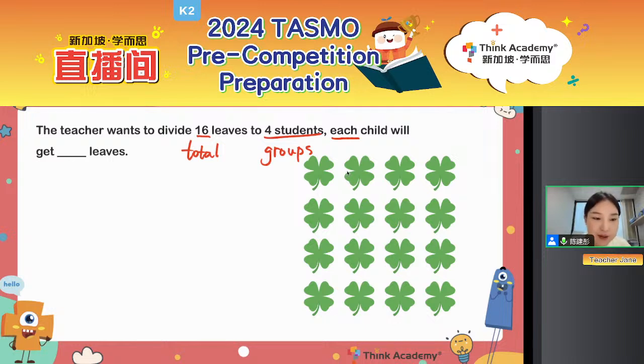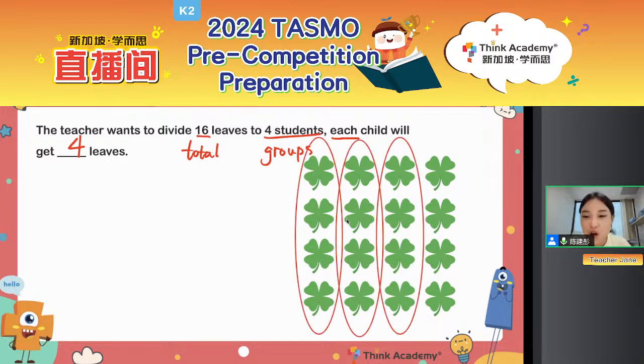Okay, everyone, you can type your answer in the chat box. Okay, already got a correct answer. Perfect. The correct answer will be 4. So everyone, we can see that this time what we need to do is just to share them into 4 equal groups, because we can see there are 4 columns, right? And as for each column, there are 4 leaves.